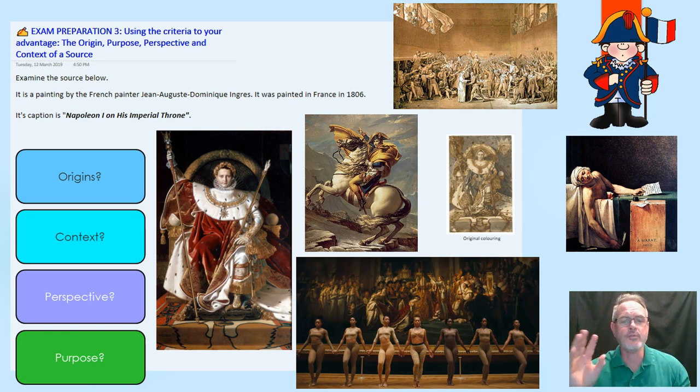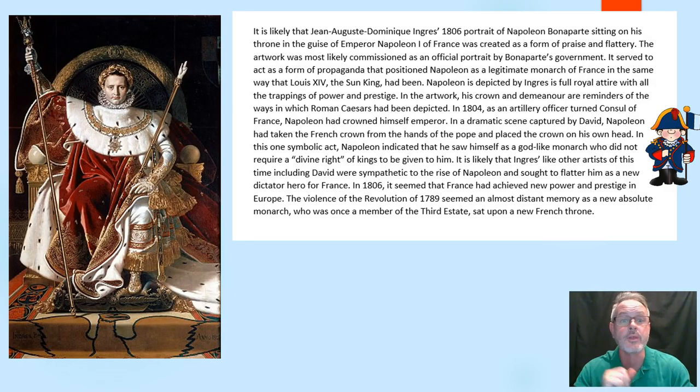David also painted a very famous artwork of one of the leaders of the revolution, Marat, who was killed during the Reign of Terror. So there are some amazing artworks that came out of the French Revolution, and you can see many of them at the Louvre Museum in Paris. Make sure you get there.